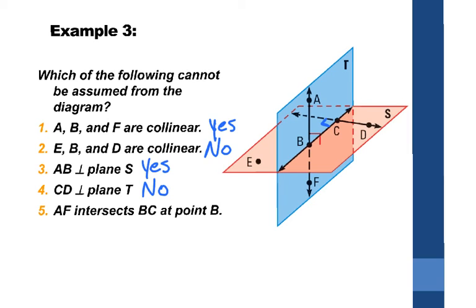Last one, 5. Here we got AF intersects BC at point B. So where's AF? AF intersects BC at point B. That is true. Those two lines do intersect at point B. So say yes. All right, well, I hope you learned just a little bit about diagrams today in this lesson.